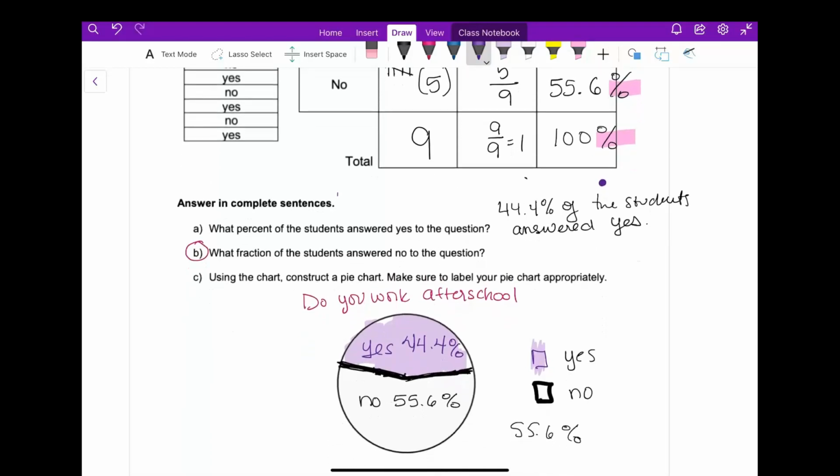Great. I hope you're feeling confident in how to write a bar graph and a pie chart.